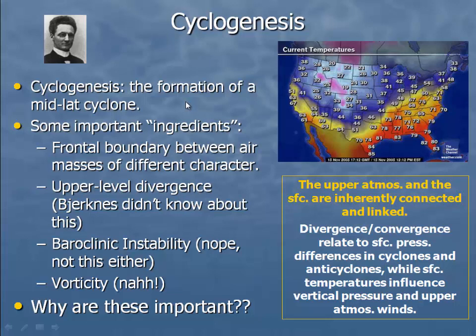There are some important ingredients necessary for cyclogenesis. So why don't we just have low pressure systems all the time? Well, cyclogenesis needs certain ingredients. Just like if you were baking a cake, you would need certain ingredients, flour, water, sugar, etc. You also want particular ingredients when you're trying to form these strong low pressure systems. We need frontal boundaries between air masses of different character. Something like this temperature surface map.